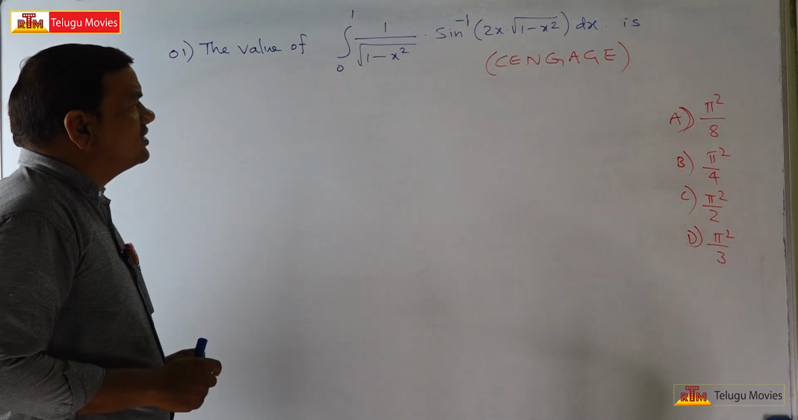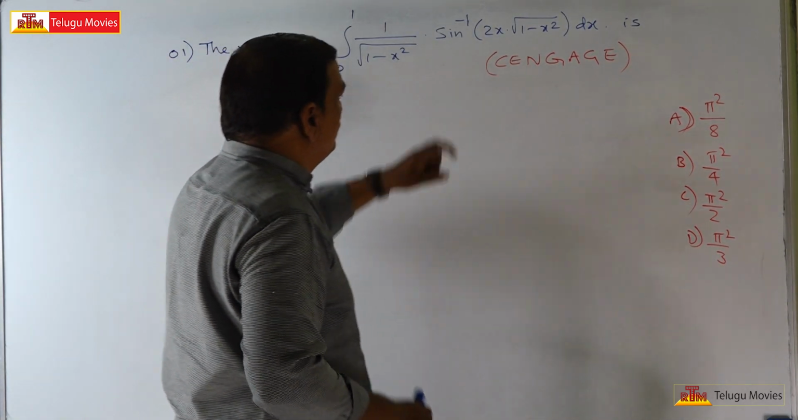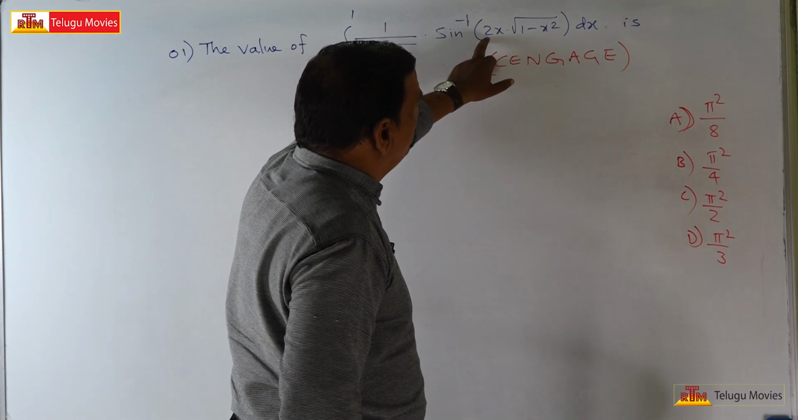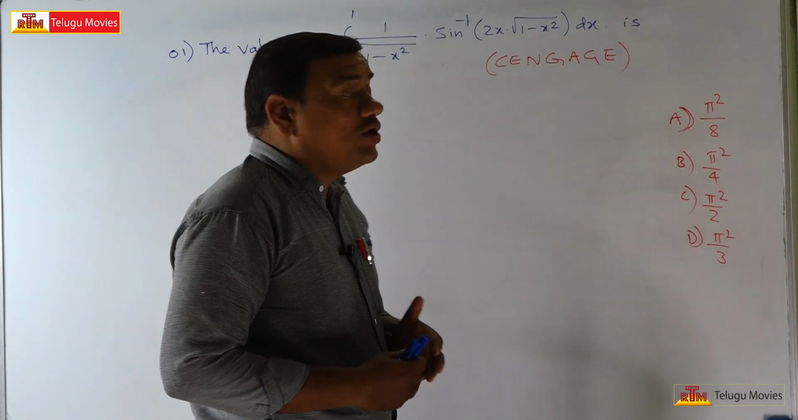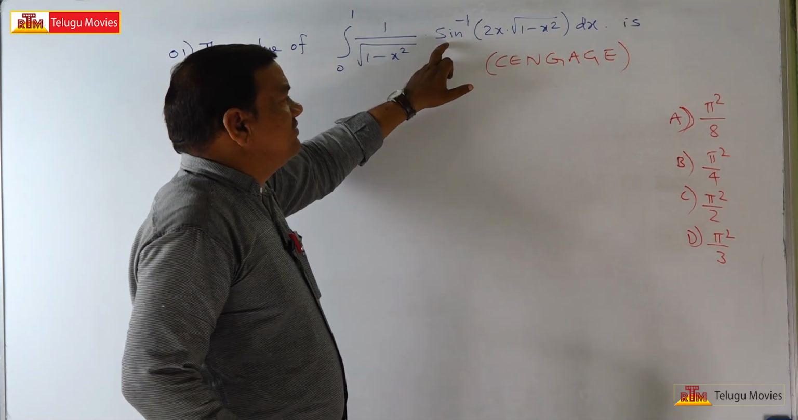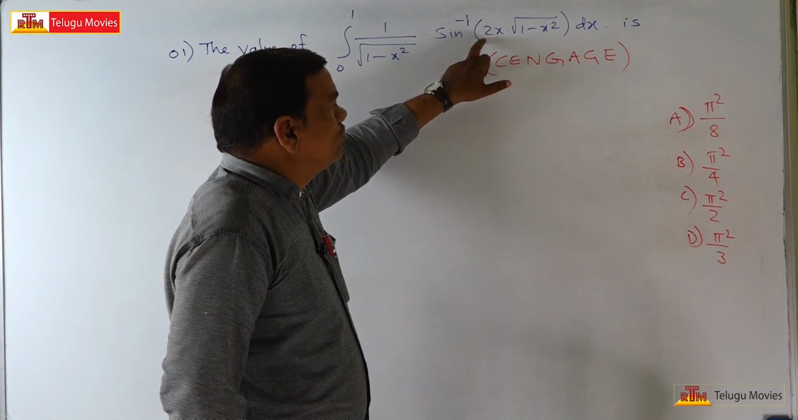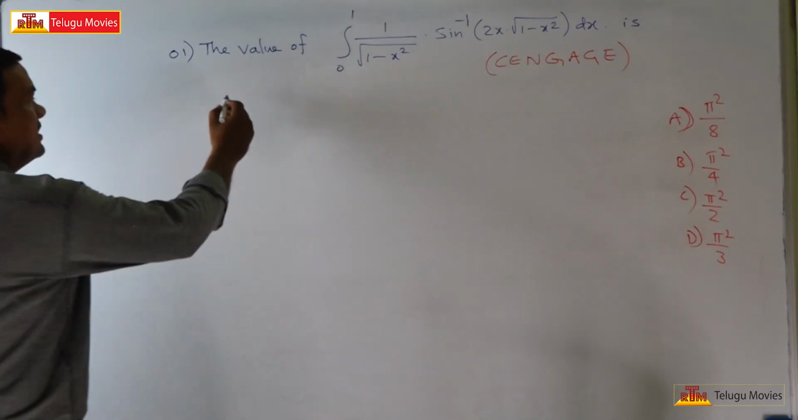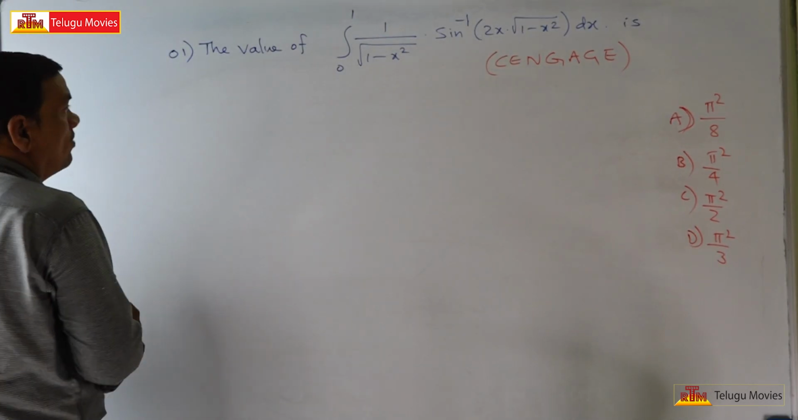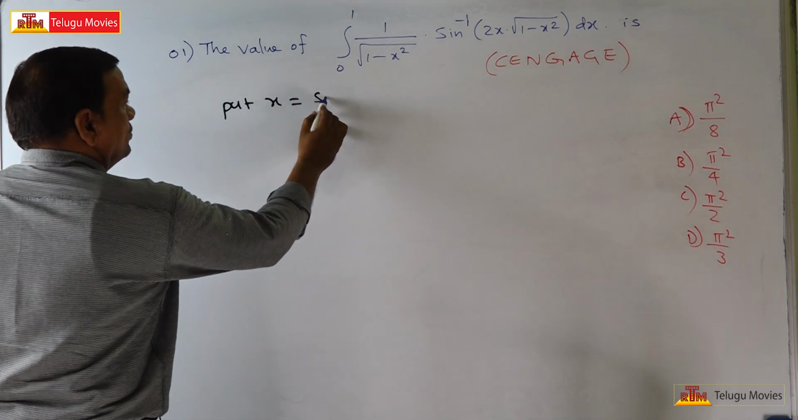If you observe this, it is possible that sin inverse of 2 sin theta cos theta appears here. Is there any idea you are getting? Here sin inverse is there, so there is a chance of getting some sine function. See the formula 2 sin theta cos theta. That's why substitute, put x is equal to sin theta.